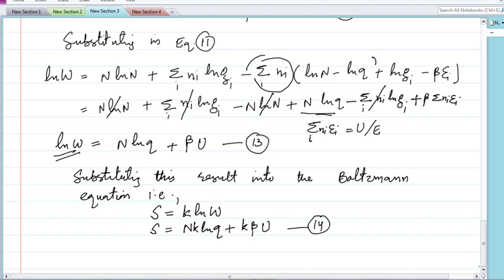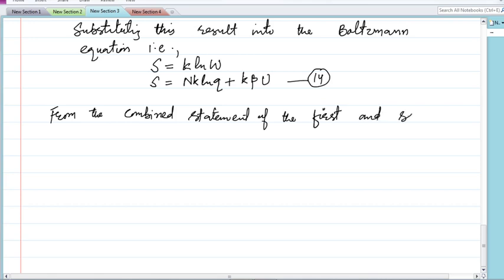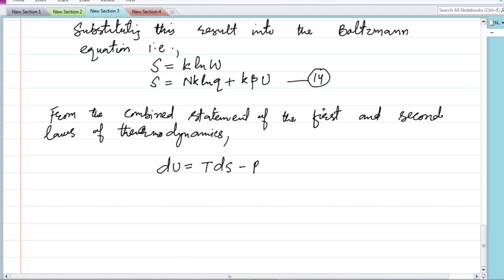Now also we know from the combined statement of the first and second laws of thermodynamics that for a simple system, the change in total energy dU is equal to TdS minus PdV. This is equation number 15.